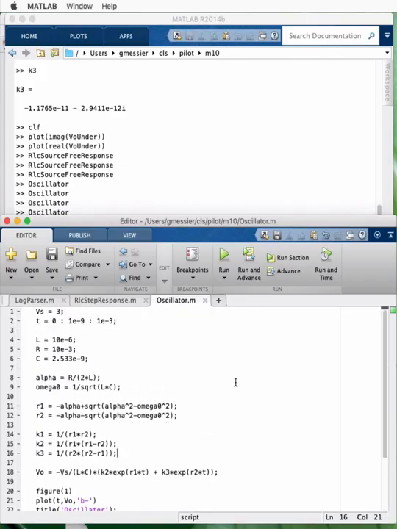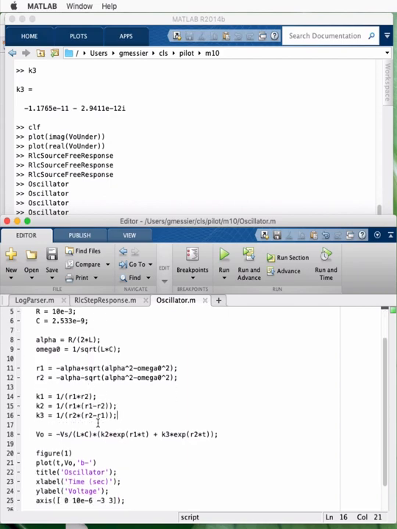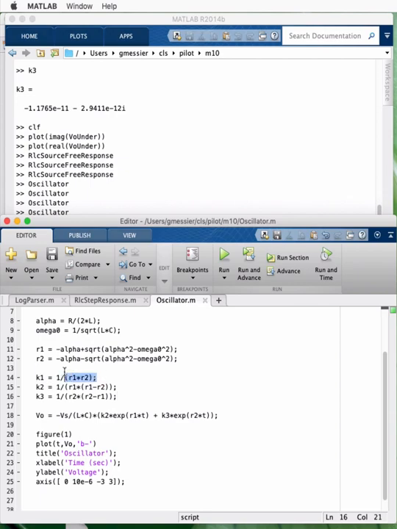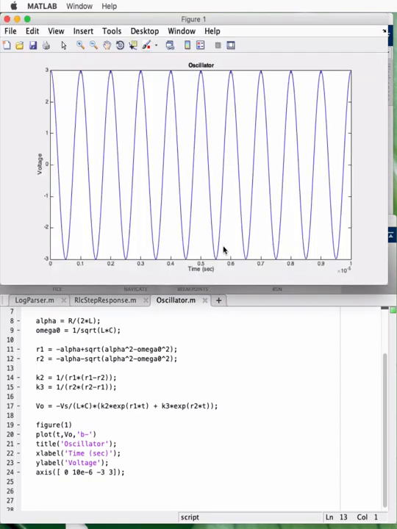Okay, so we've got a MATLAB file called Oscillator, and we've got our 10 microhenry inductance, our 10 milliohm resistance, and our 2.533 nanofarad capacitance. Same old equations as before. I actually don't need K1 in here because there is no K1. And when I run this, perfect, right?